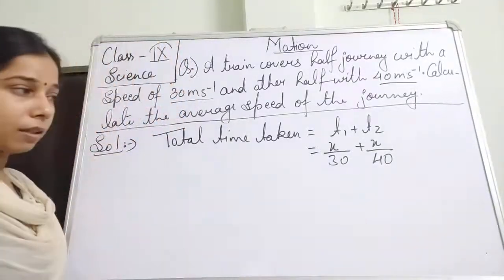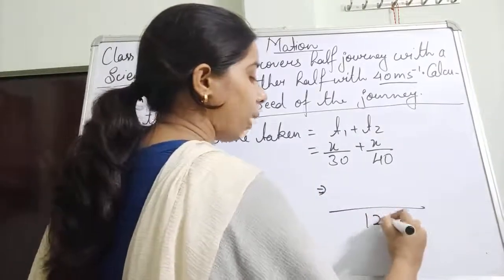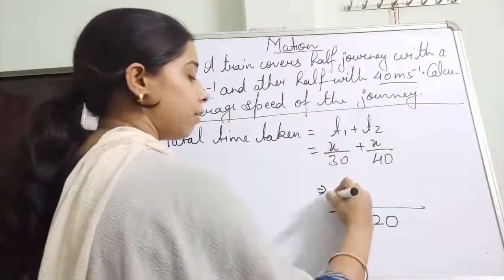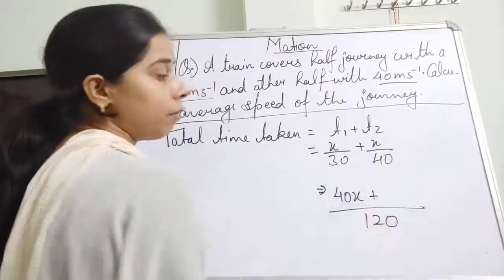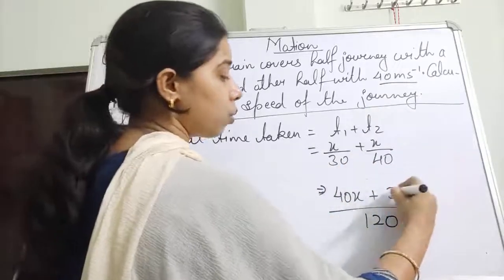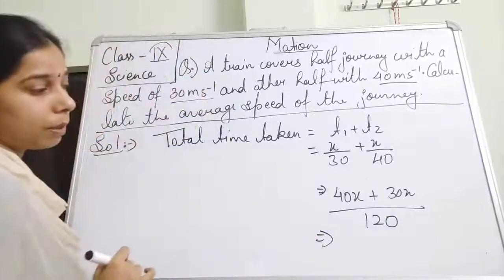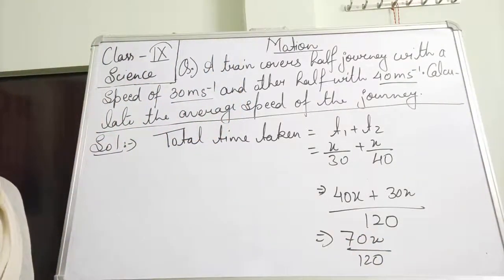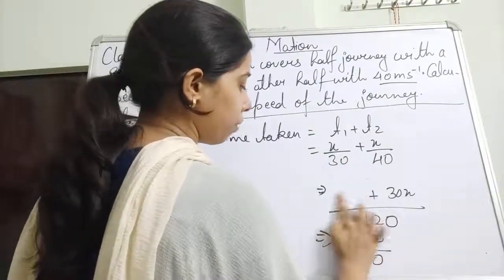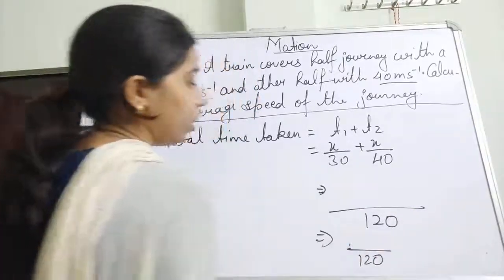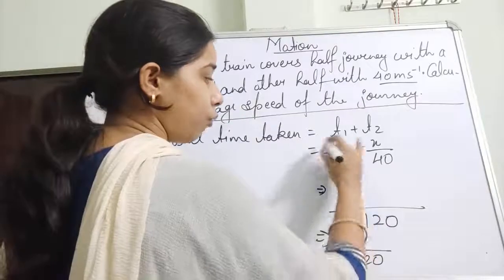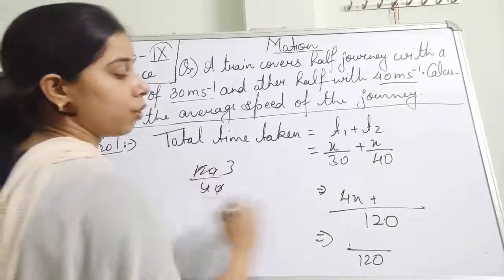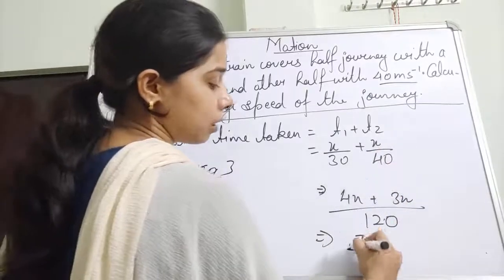Now taking the LCM of this, 4 into 3, that is 12, so this will be 120. Sorry, when we divide 120 by 30, it will be 4, so 4 into x, 4x, plus when we divide 120 by 40, it will be 3, so 3 into x, that is 3x. So 4 plus 3 is equal to 7x.